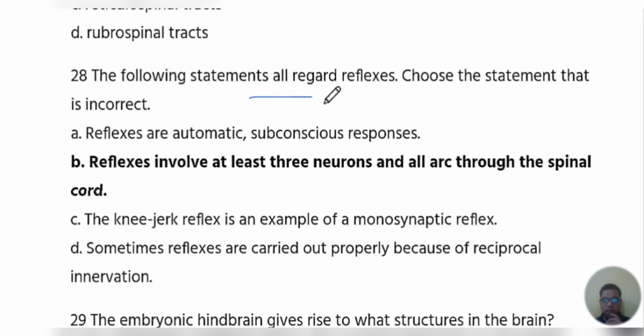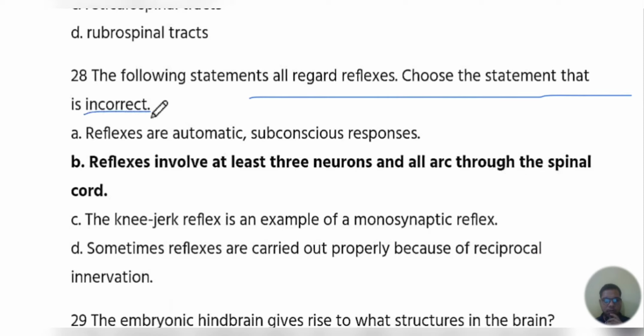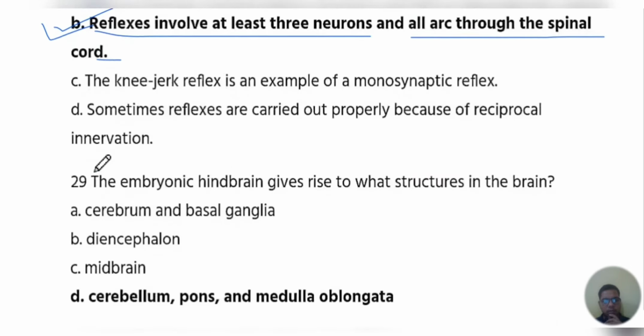The following statements are regarding reflexes. Choose the statement that is incorrect. The answer is B. Reflexes involve at least 3 neurons and all go through the spinal cord. Okay. Next is question number 29.